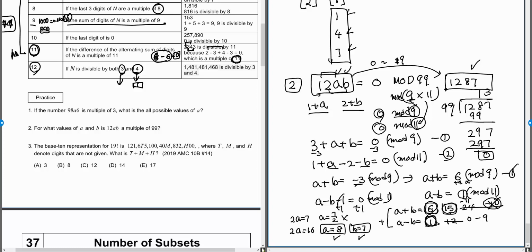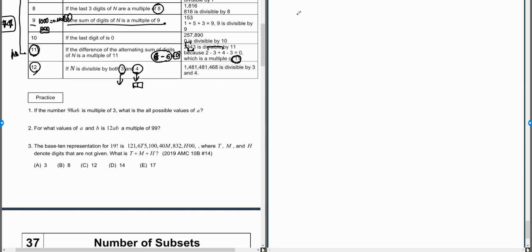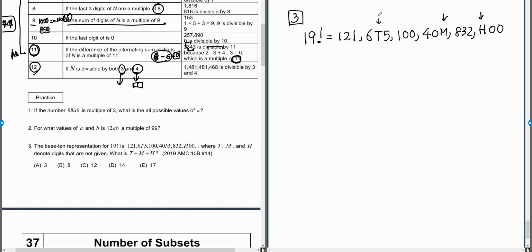Okay, number 3. We have the number 19 factorial. Actually, this is 19 factorial. Looks like this is the same thing. 121, 6. They're going to use the unknown number again. 625, 100, 40m, and 832, and 800. How many unknown numbers? 1, 2, and 3 numbers.